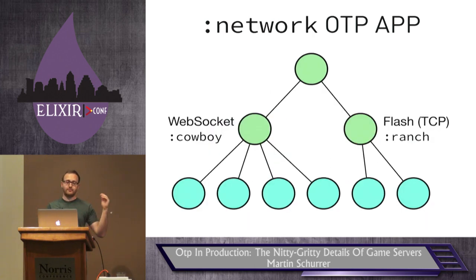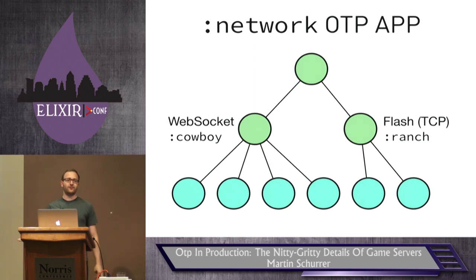We got the network app, and it uses Cowboy and Ranch. Cowboy and Ranch are third-party libraries. Plug, the Elixir web thingy, uses that. When an incoming connection gets terminated at this Erlang node, Cowboy starts one separate process per incoming connection. We got WebSocket connection handlers, basically.